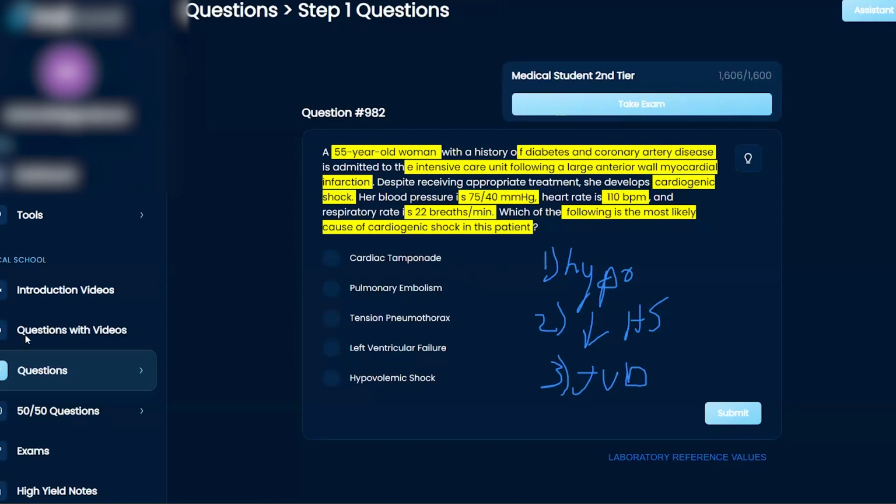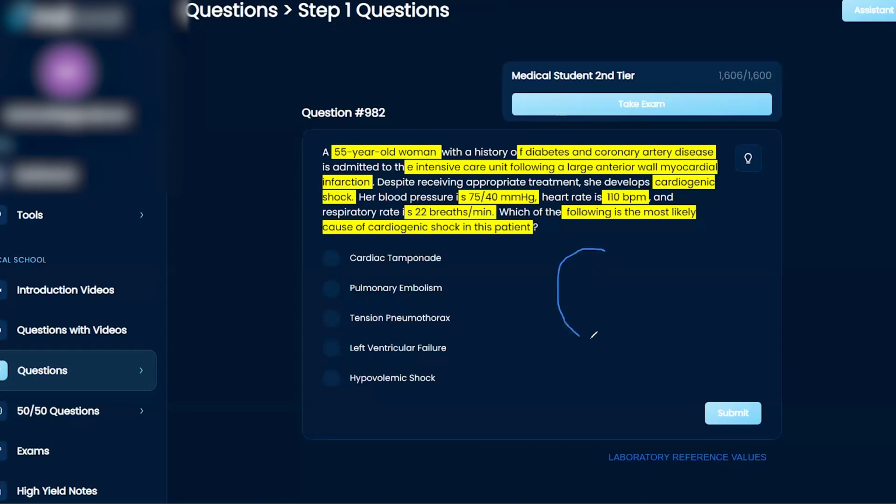This question's a little bit tricky, I would say. I'm going to work you through it, and then I want you to pick an answer after I walk through it, right? Which of the following is the most likely cause of cardiogenic shock? A 55-year-old woman with diabetes, coronary artery disease, admitted to the ICU following a large anterior wall myocardial infarction, a heart attack. She had a really large heart attack.